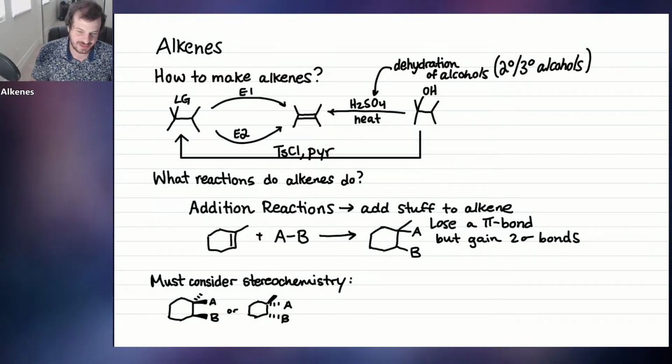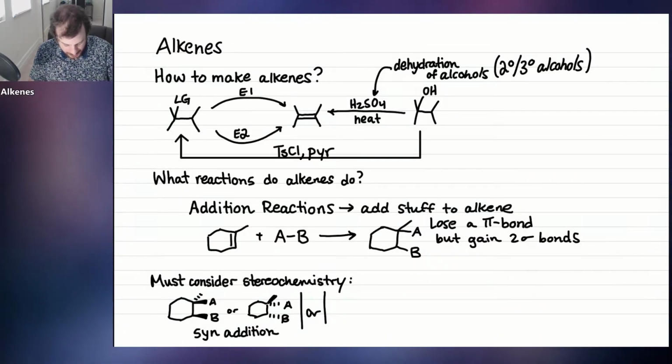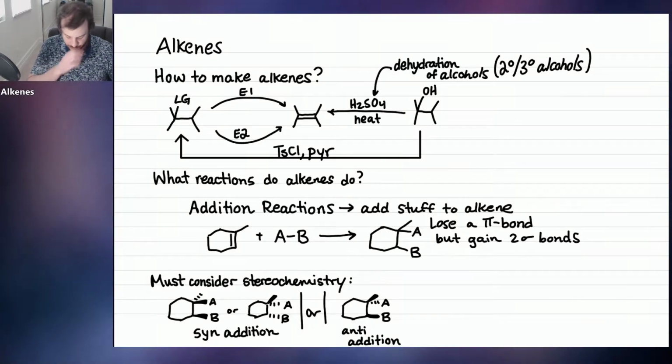Okay, and we call this syn addition. And we'll see that there are some reactions that proceed via syn addition where both A and B are added to the same side. Or you could have what's called anti-addition, where one of the groups, A, gets added as a dash, and then the other group, B, gets added as a wedge. And we call that anti-addition. So that's one thing we do need to consider, is stereochemistry. We also have to consider regiochemistry.